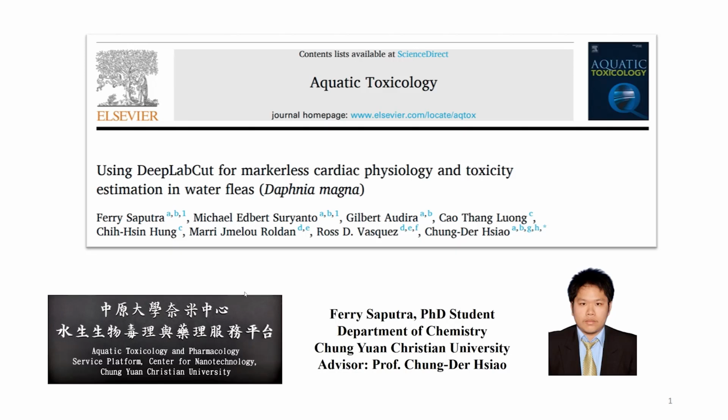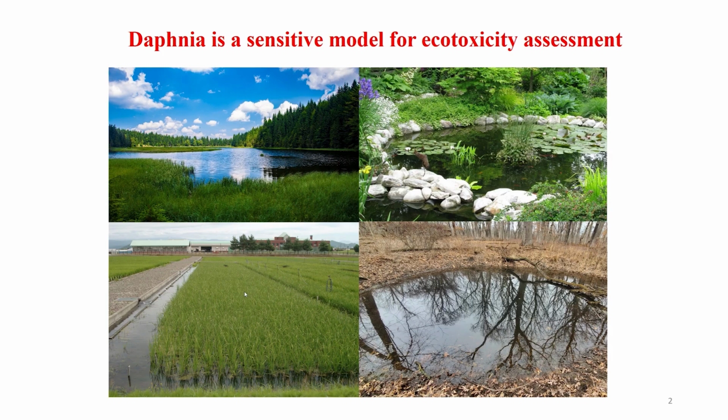So today I will share my recent study about using DeepLabCut for markerless cardiac physiology and toxicity estimation in water fleas, or Daphnia magna. First of all, we have to know what Daphnia magna is and why they are useful for ecotoxicity studies. Daphnia magna is a small planktonic crustacean that lives in water bodies. They can live everywhere: in ponds, lakes, paddies, or even in water puddles.